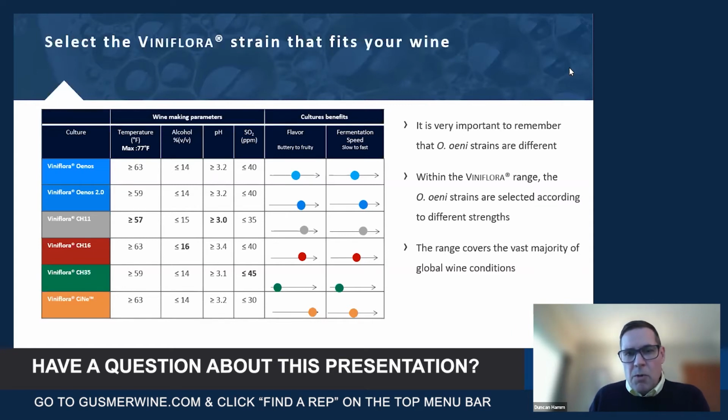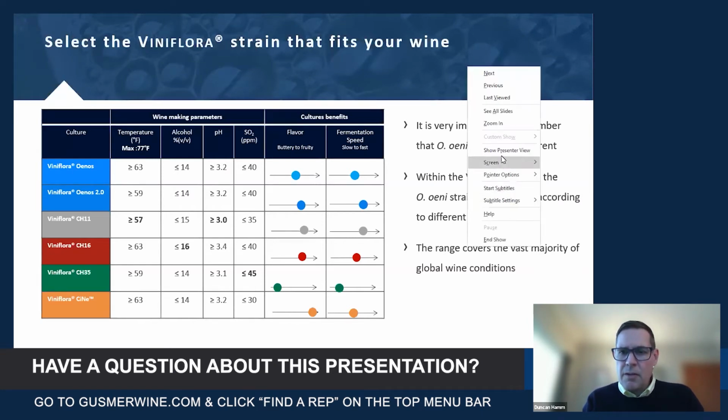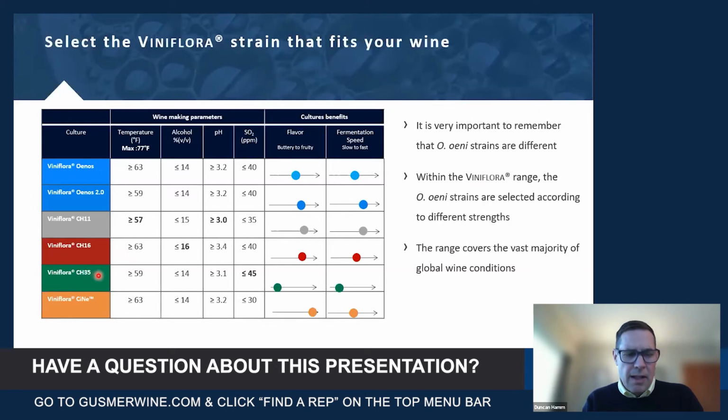Just to talk a little bit more about the flavor, I mentioned that on the last slide. If we look at something like CH35, I'm just going to bring up my pointer. So CH35 here tends to give a very, very buttery character. So it's perfect for a traditional barrel or Chardonnay, where you want that buttery hit.